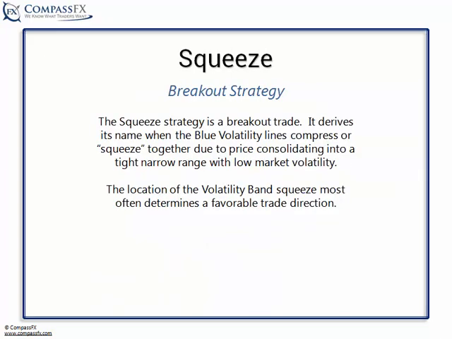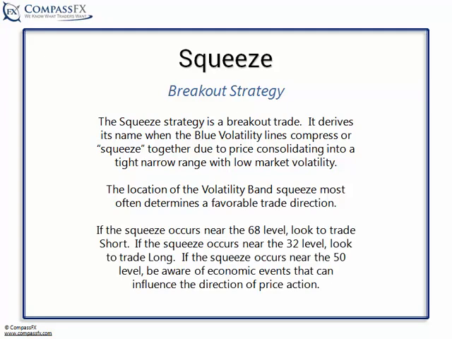Our next strategy is the squeeze. This is a breakout strategy. The squeeze strategy derives its name when the blue volatility lines, the upper and lower volatility lines, compress or squeeze together due to price consolidating into a tight, narrow trading range with low market volatility. The location of the volatility band squeeze most often determines a favorable trade direction. So what we're going to be looking for is when the squeeze occurs near the 68 level, we're going to look to trade short. If the squeeze occurs near the 32 level, look to trade long.